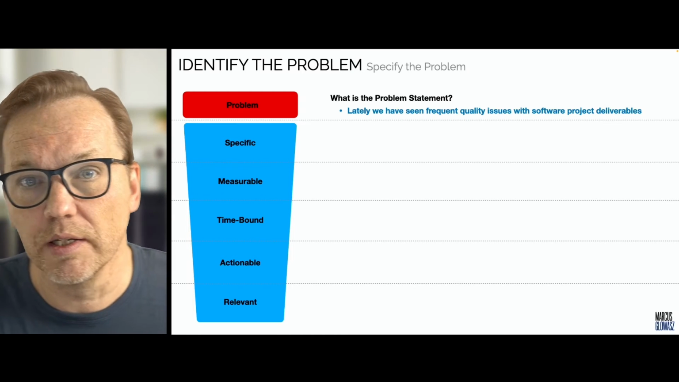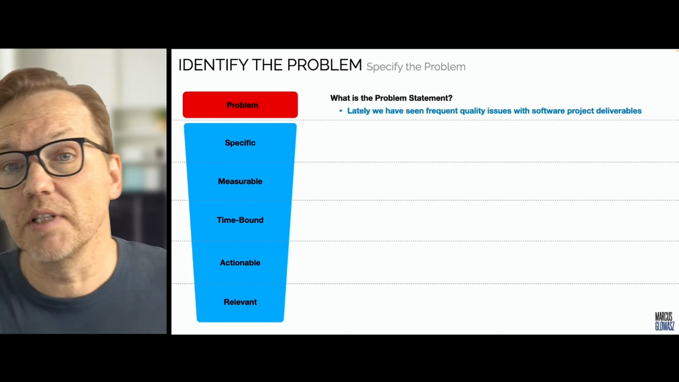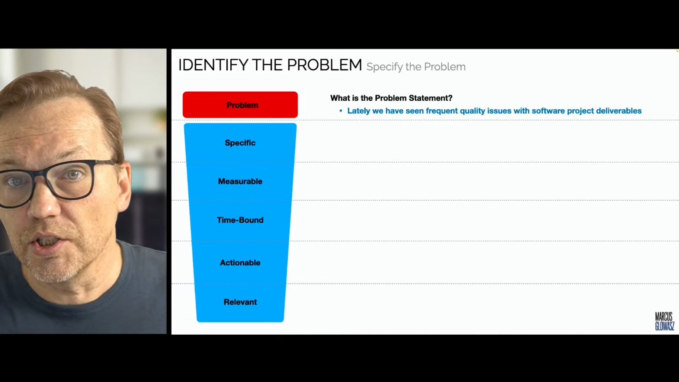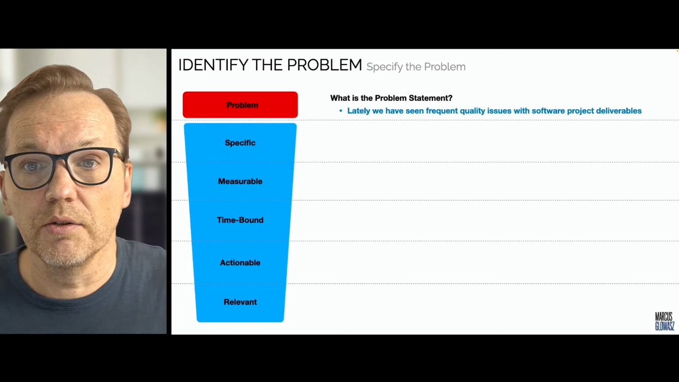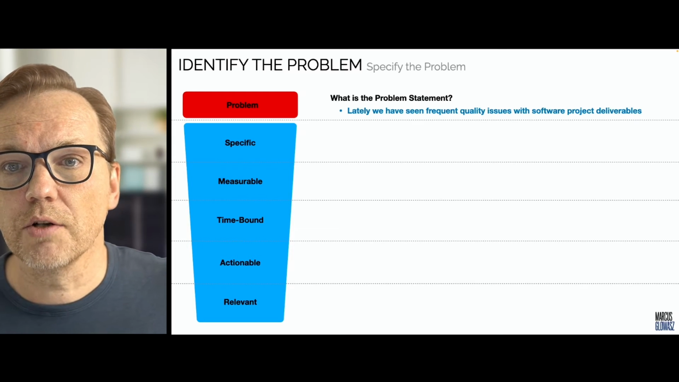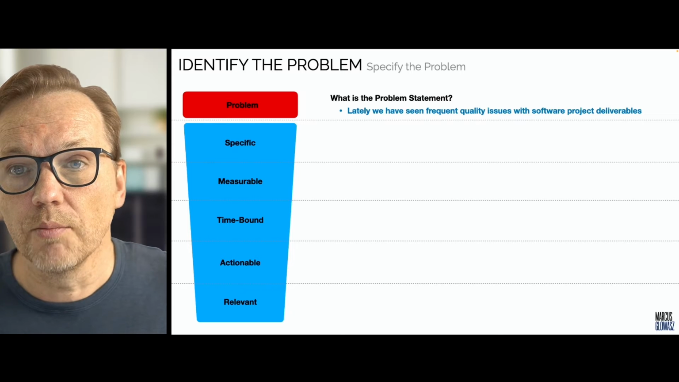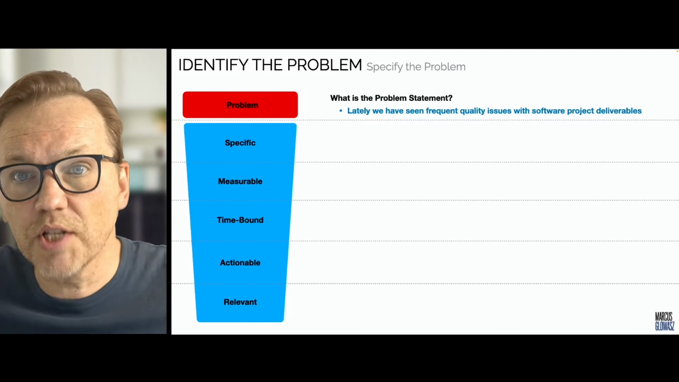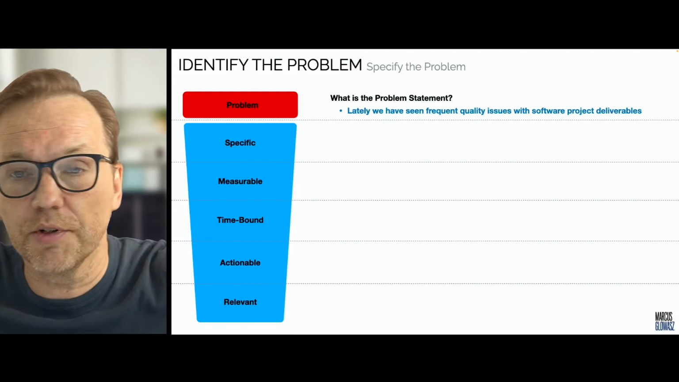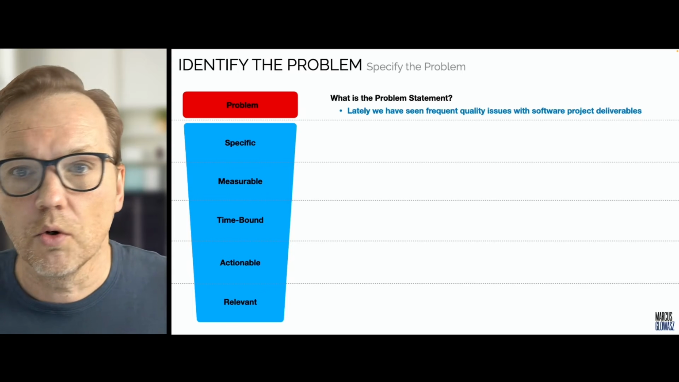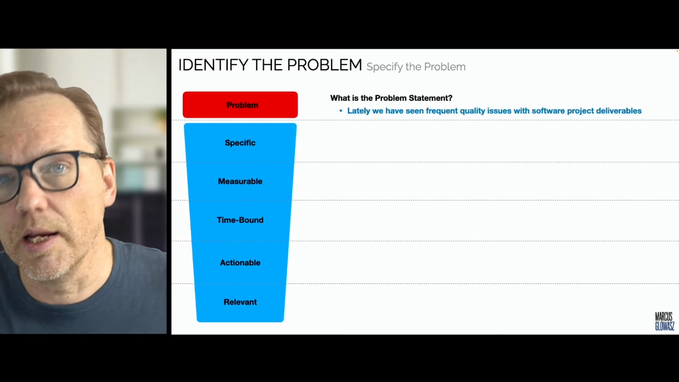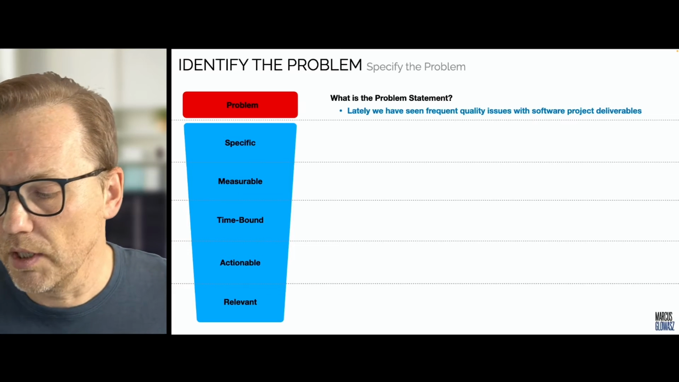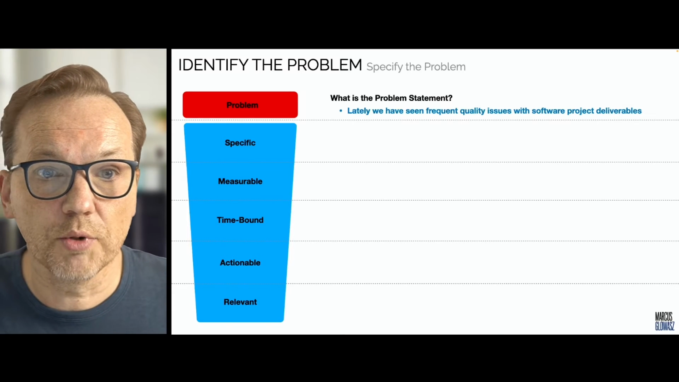Lately, what does that mean? Frequent, what does that mean, right? Quality issues, what is quality? Well, how do you define quality, right? And we don't even know, okay, software projects, okay, fine, but are we looking at all software projects in all different areas in an organization, or just a particular domain? We don't know. We are missing certain information, right? So let's go through this whole process again, right?